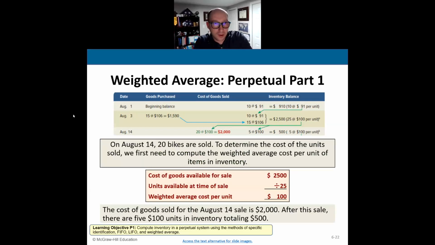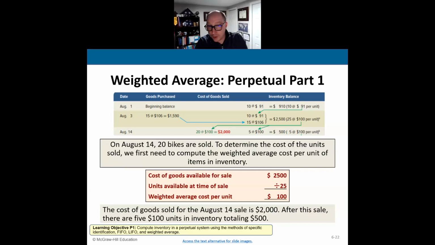So here we have beginning balance, 10 at 91. August 3, I purchased an additional 15 bikes at 106. If I add up my 10 at 91 and my 15 at 106, I get 2,500. So what I'm going to do here is take that 2,500 and divide by the 25 bicycles I have in inventory after this purchase was made. That gives me an average of $100 per bicycle. You see how that works?